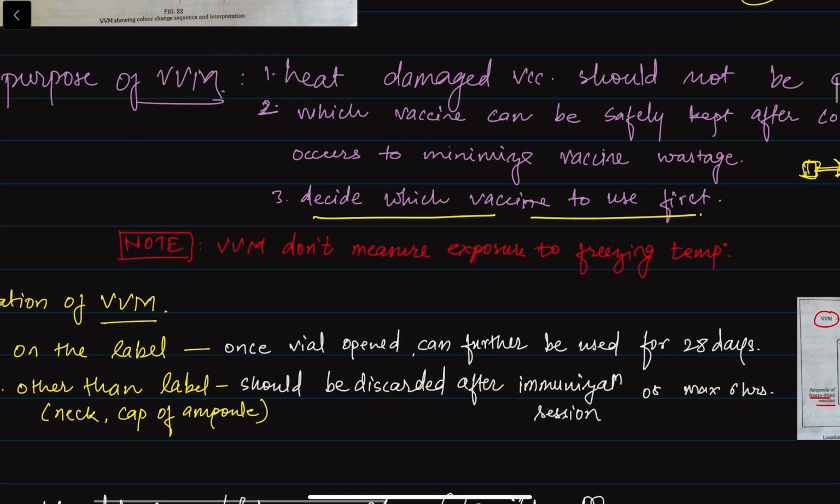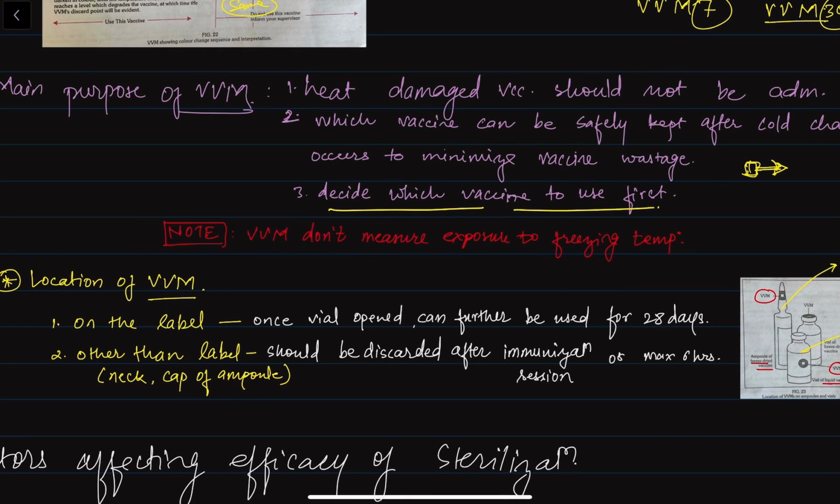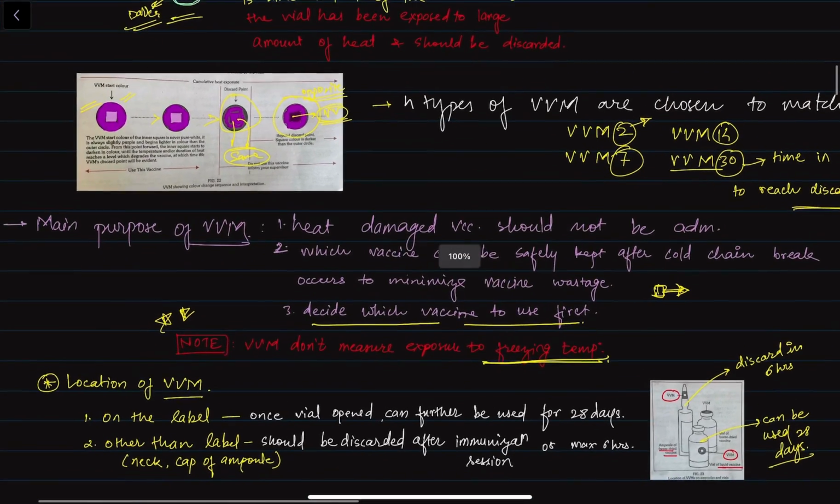So note, VVM don't measure exposure to freezing temperatures. Only normal temperatures are monitored. So this was VVM.